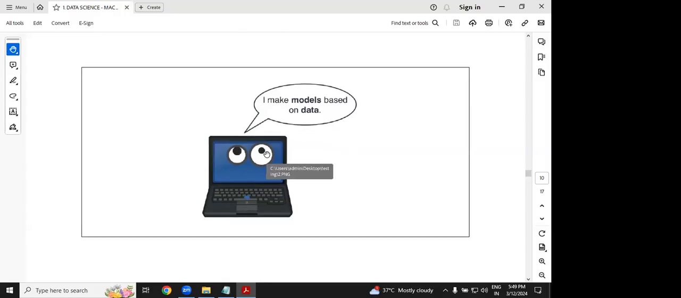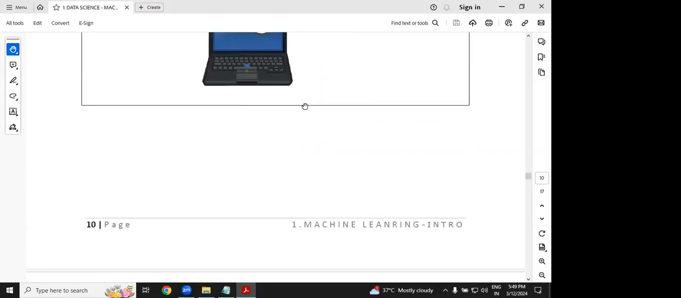Yeah, the computer is saying I make a model based on what exactly? Data. Model means ML algorithm. Model means what exactly? ML algorithm. Good.